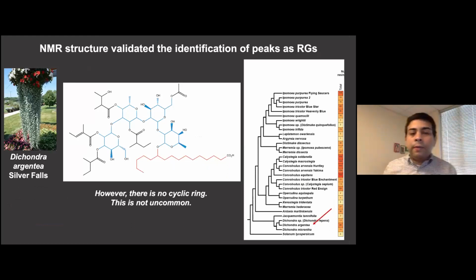So we wanted to first verify that these actually are resin glycoside structures. So we purified a couple of compounds. I'm showing one structure here, purified one of them and did an NMR. And we were able to confirm that in Dichondra argentea, this abundant peak that we see in mass spec was actually a resin glycoside. So that was good.